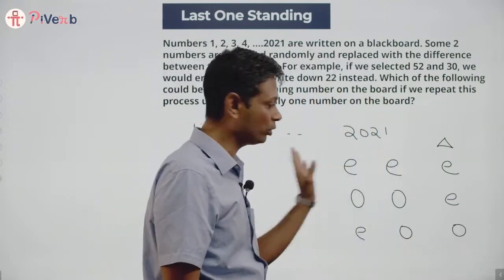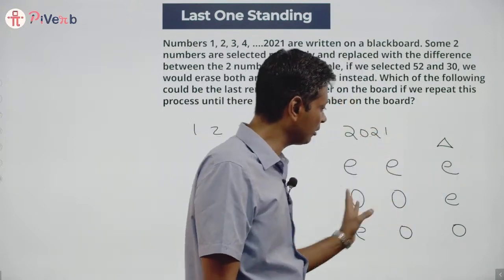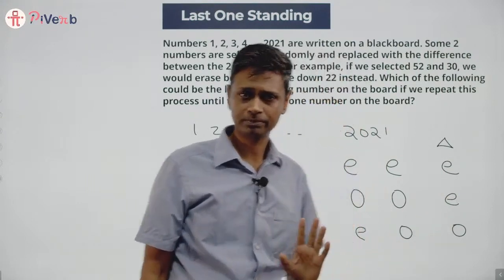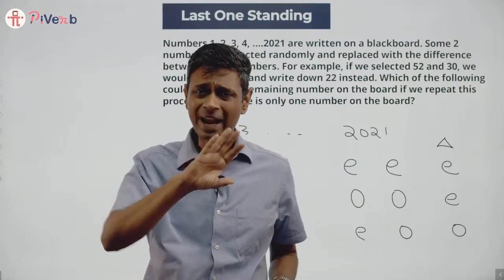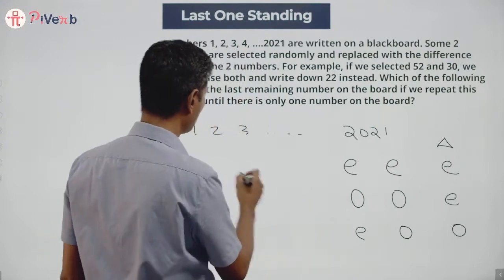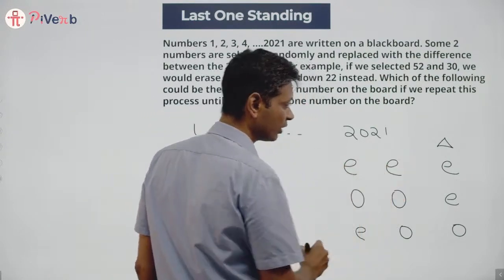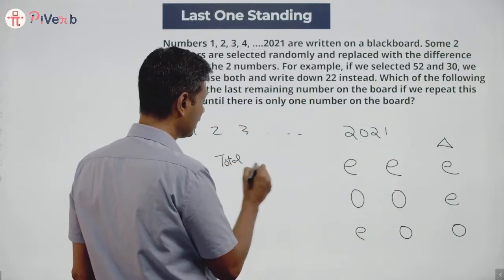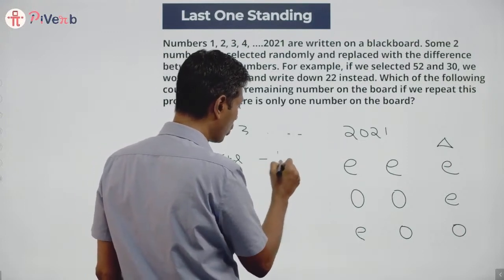So I'm taking these out and replacing it with an even number. Taking these two out, replacing it with an even number. Taking these two out, replacing with an odd number. I'm only thinking about even numbers and odd numbers. I'm not thinking about the magnitude at all. Now what happens to the total number of numbers? Here, I take out two even numbers and replace with an even number, so when I do this process once, I subtract one even number.